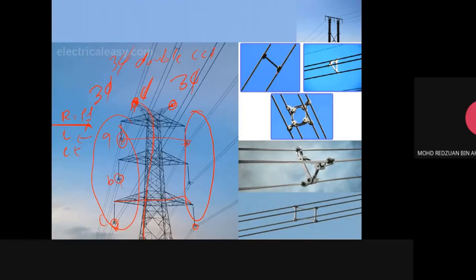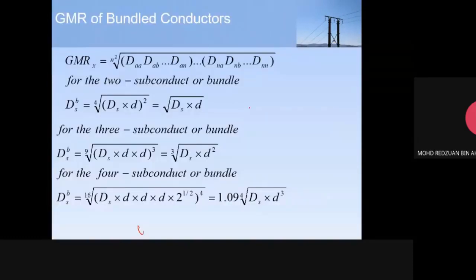This is a bundle of 2. Usually they will have this arrangement: bundle of 2, bundle of 3, and this bundle of 4. That's why you see transmission lines with bundles. Bundle like this. So what is the effect of the bundle on the GMR? Just now we calculated GMR for the solid conductor and for the multiple subconductors GMR.